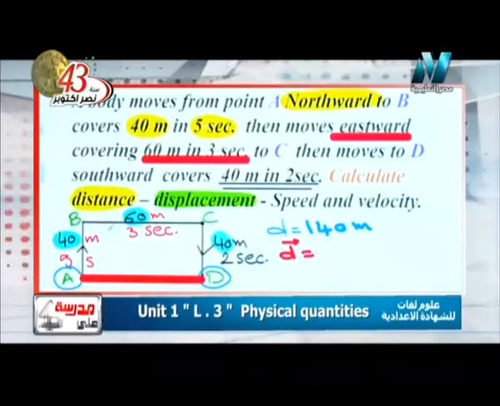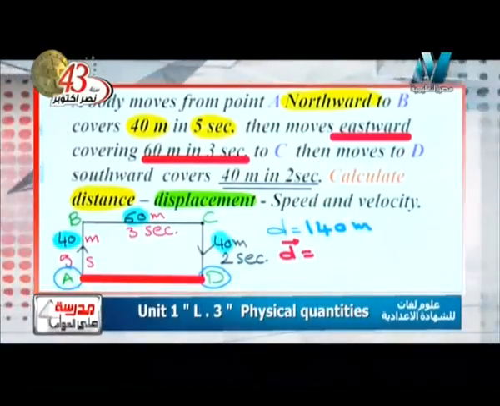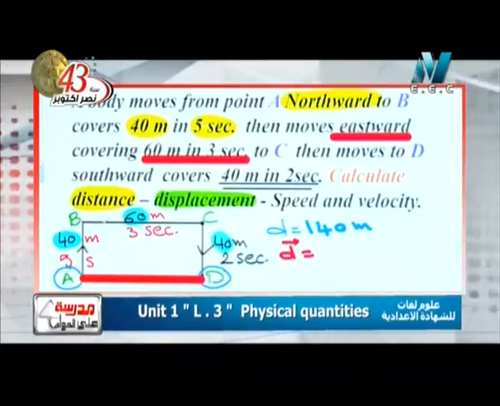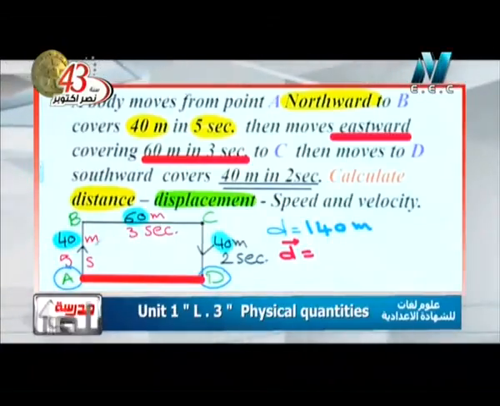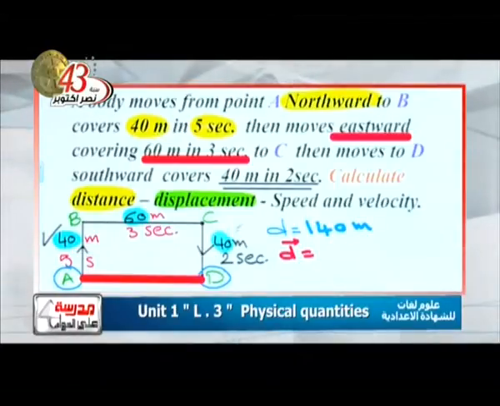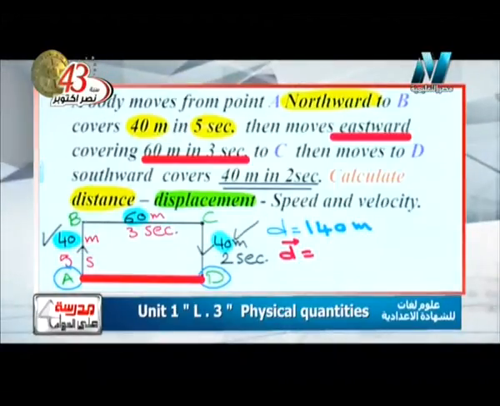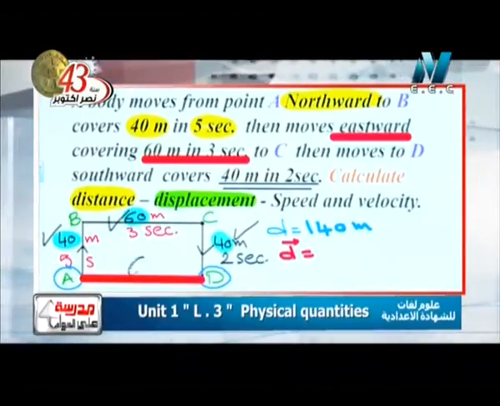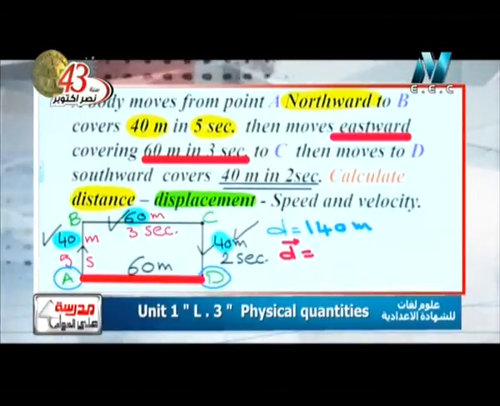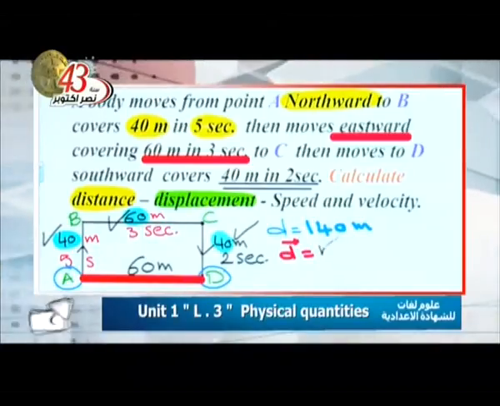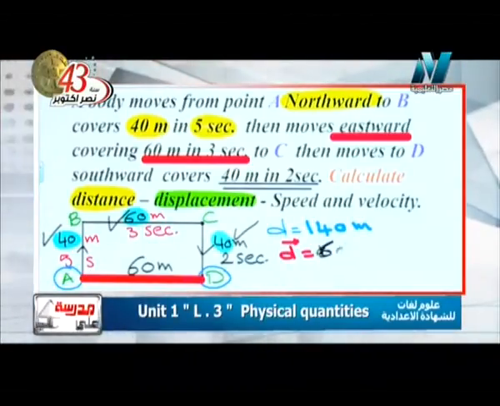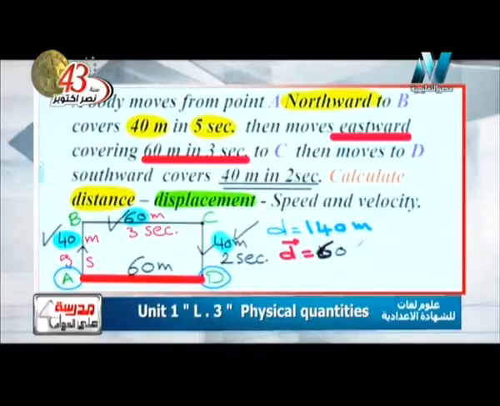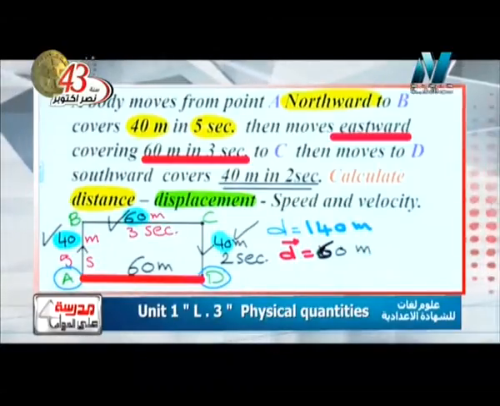So how can we calculate it? We have 40 here and 40 here. They are equal and parallel. So here we have 60 meters. So now we know that displacement equals 60 meters. So we have a great difference between distance and displacement.